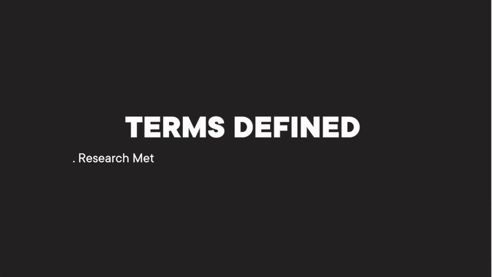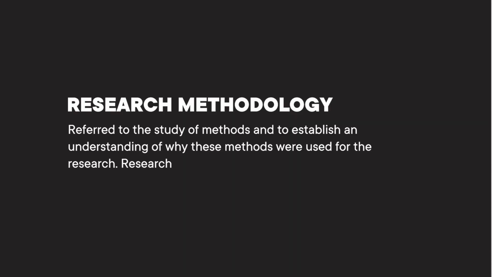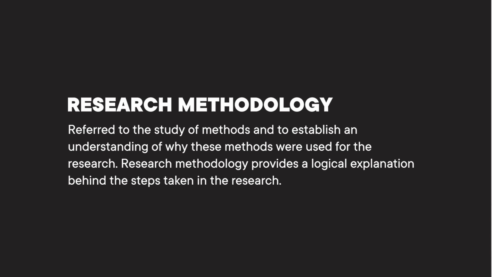These three terms we want to understand from the beginning. The first one is research methodology. When we talk of research methodology, we are referring to the study of methods and establishing an understanding of why these methods are used for the research. So at our level, we are not only interested in defining the methods, but we should be able to justify why these methods are coherent or appropriate or suit the kind of design that you are doing. It gives you the opportunity to provide a logical explanation behind the steps taken in the research design.